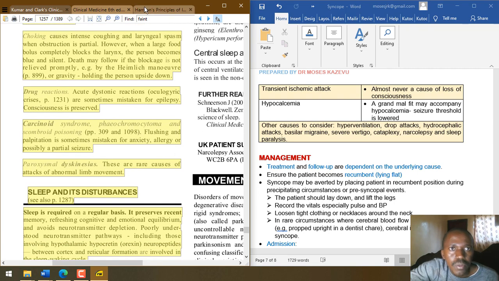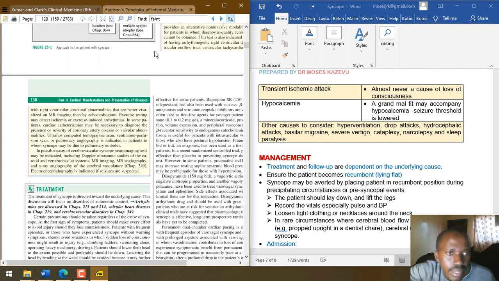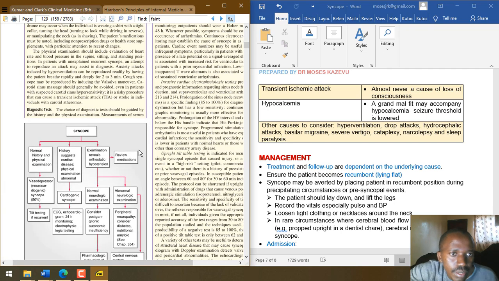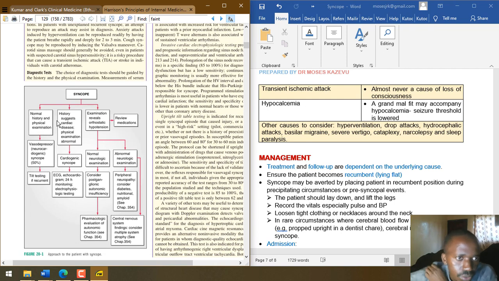Let's see what Harrison is actually saying over here. So here there was an approach that they were using. So normal history and physical examination, vasodepressor, so neurocardiogenic syncope, so tilt testing if recurrent. History suggestive of cardiac disease, physical examination abnormal, cardiogenic syncope, ECG, echocardiograph. Okay, examination reveals orthostatic hypotension, review the medication. If it's a normal neurological examination, consider a postganglionic autonomic insufficiency, so pharmacological evaluation of autonomic function. Then peripheral neuropathies, diabetes, and so on. Okay, so it's pretty much the diagnostic approach.